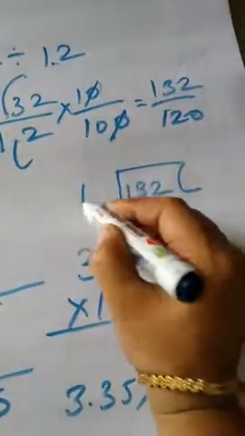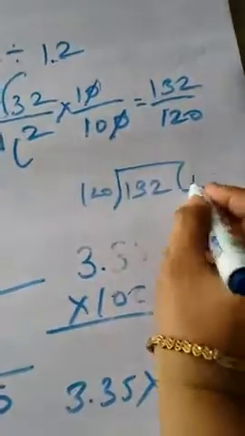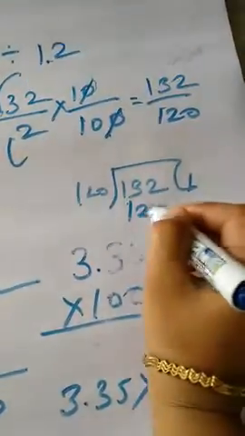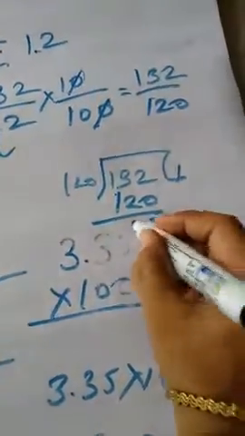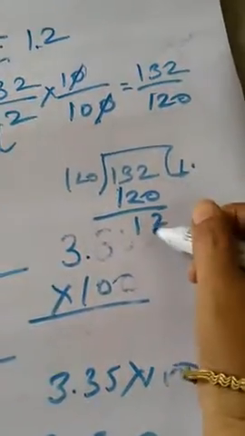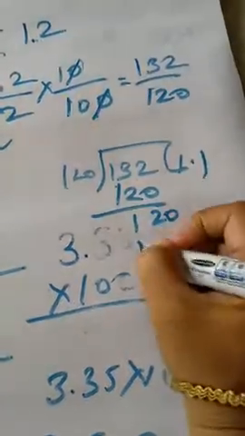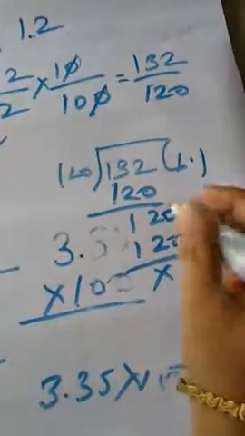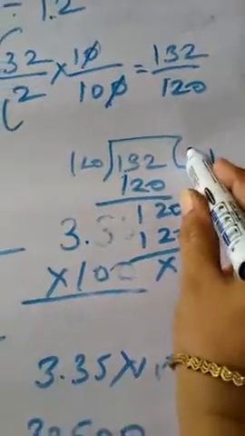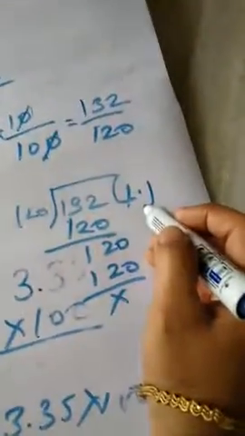132 and 120. So 120 ones are 120. Subtract, 12. Bring the decimal and a 0, 120. So it is 1.1. That's it. All the best.